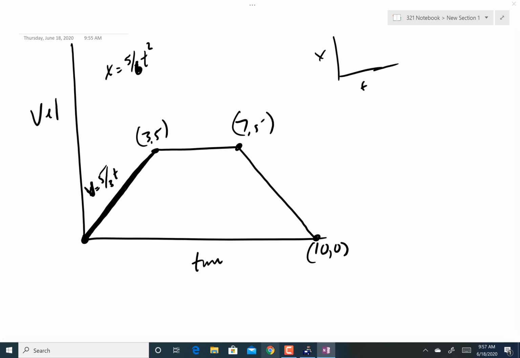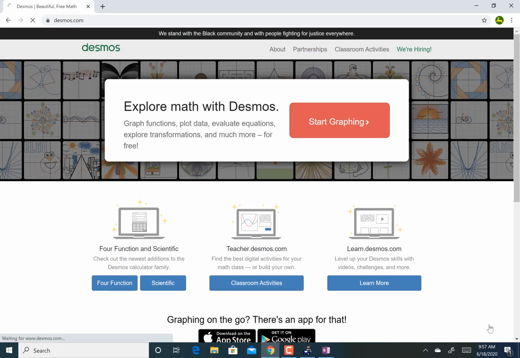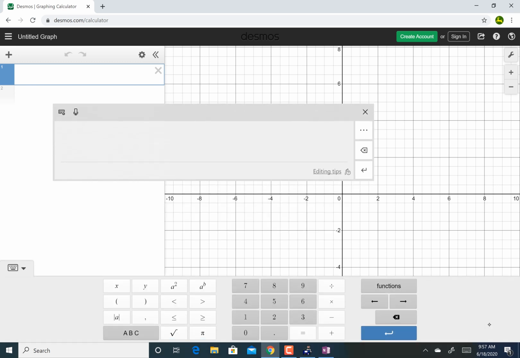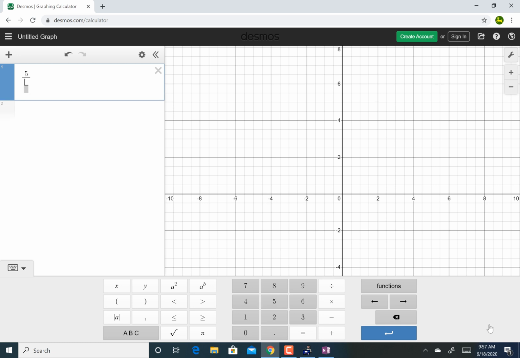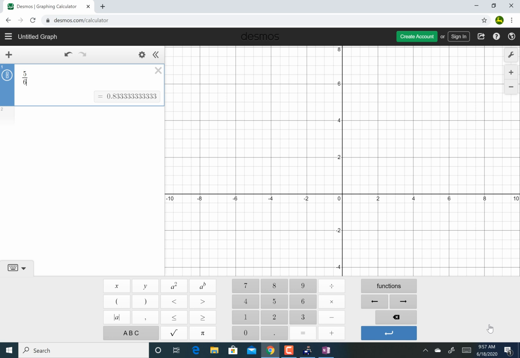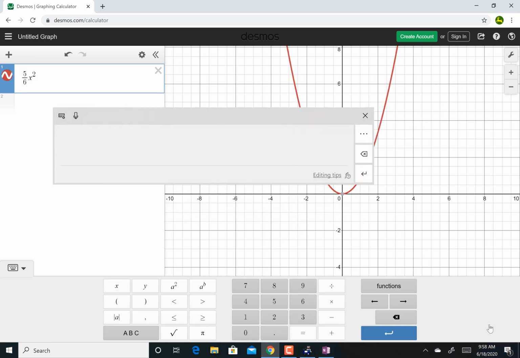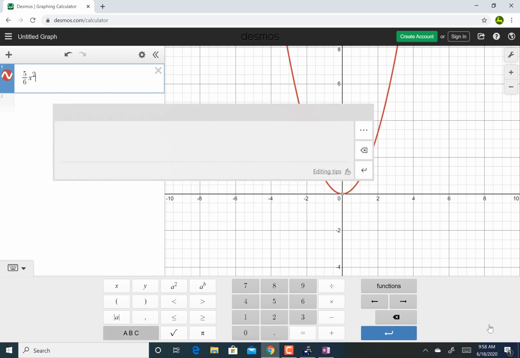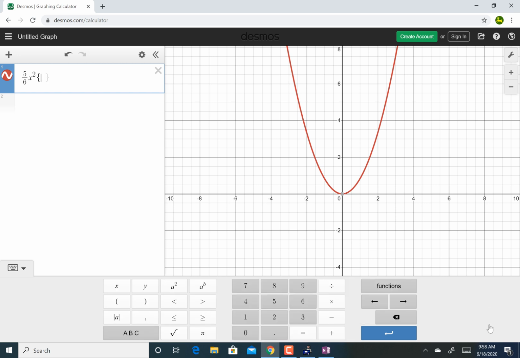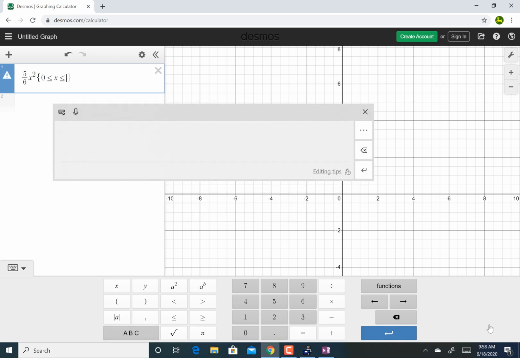So what I'm going to do, and I love my Desmos.com, is graph this in pieces. It's going to be 5/6 x squared. You have to use x in this deal. Where x is between 0 and, what do we say, 3?